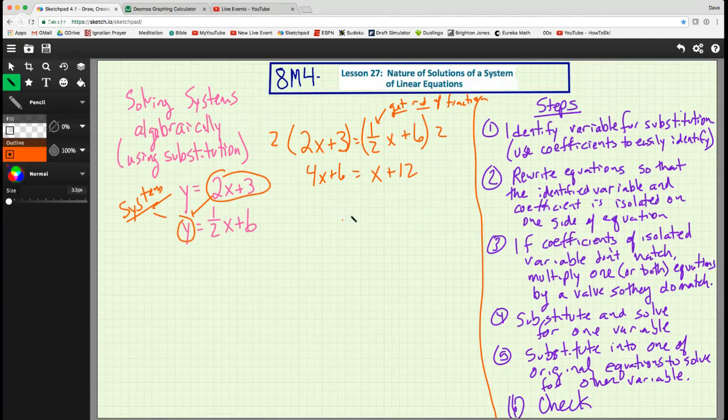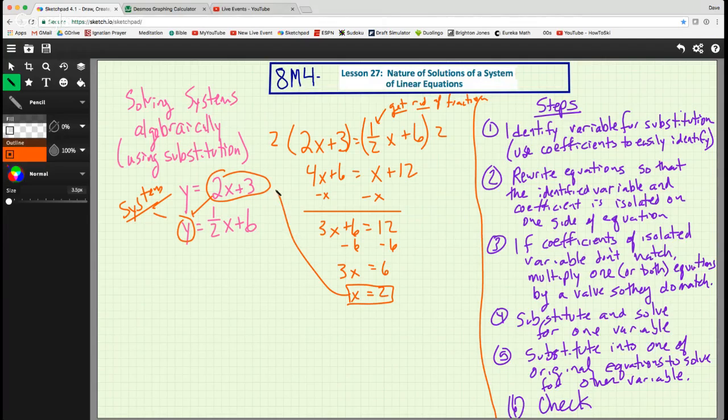of equations. Now we're cooking with gas, because we can subtract x from both sides, and we get 3x plus 6 equals 12. Subtract 6 from both sides, and we get 3x equals 6. And so we get x equals 2. Now, are we done? Well, no, we're not done, because we haven't found out what y is. A system of equations has to have an x and a y. So we take this 2, and we can substitute it back into either equation to find y.